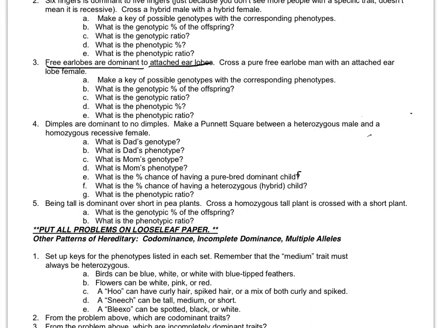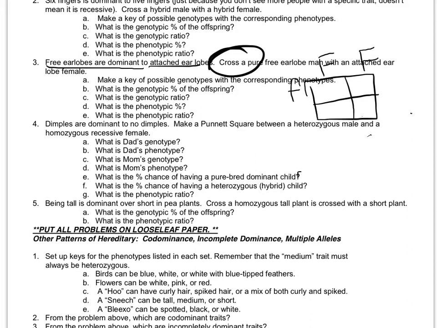Now, if we are going to go ahead and make a cross, that just means that you're going to make a Punnett square. So I make my Punnett square, and we're going to have a pure, free, earlobed man. And what that means is he's homozygous for free earlobes. So he's going to have capital F, and the person with an attached ear is going to have to be lowercase f, lowercase f. When we fill in our Punnett square, we notice that all of the offspring must be heterozygous.